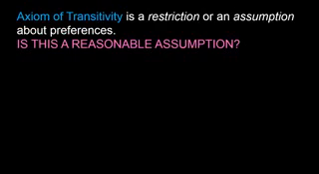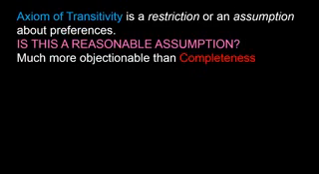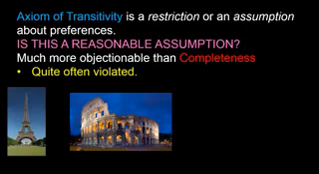Well, it turns out that it's generally regarded as a much less reasonable and much more objectionable assumption than the axiom of completeness. One reason being that violations of the axiom of transitivity are quite often witnessed in the real world. Let's consider an example. Suppose I ask John, would you rather go to Paris or to Rome for a vacation? And he told me he'd rather go to Paris. And I write down his response, he'd rather go to Paris than to Rome.